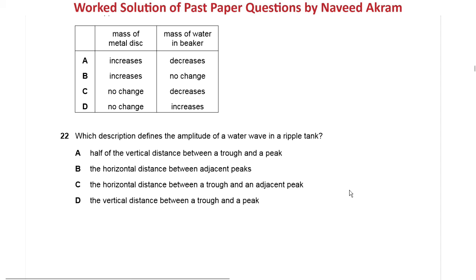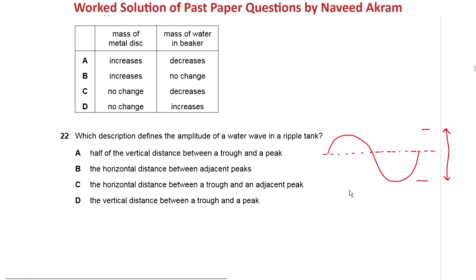If this is the wave and this is the mean position, this is the trough and this is the peak, the crest. The distance between them will be equal to twice the amplitude, so half of it will be equal to the amplitude. So A seems the correct option. But let's see the other options.